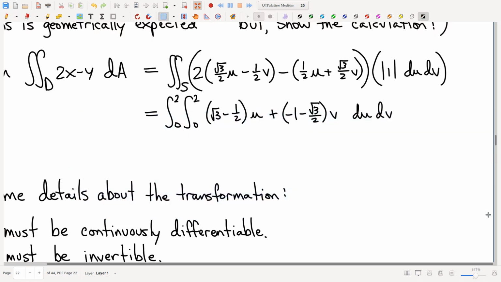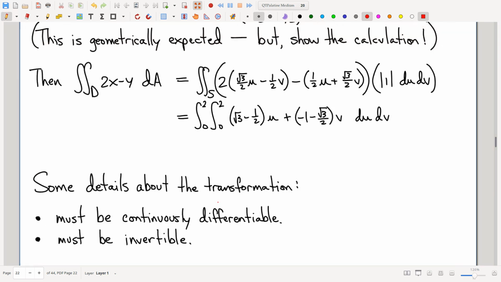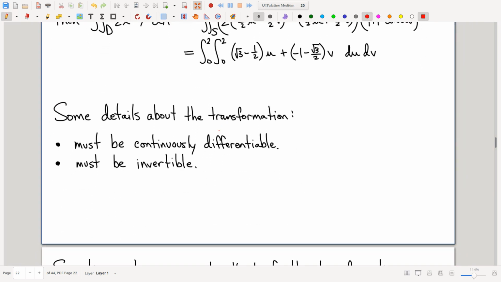Now, a couple little details that just have to get said, and this isn't something we're going to worry about so much in this course, but technically you do need your change of variables function to be continuously differentiable, otherwise things don't work. And we also need it to be invertible. Again, we're not going to encounter any such problems, but I just wanted that on record.